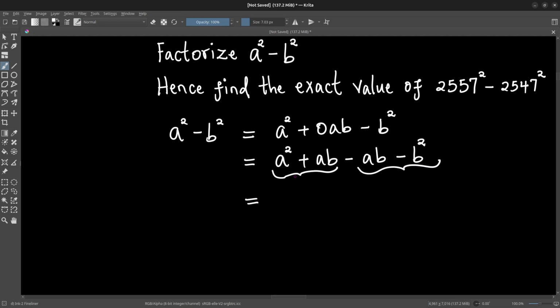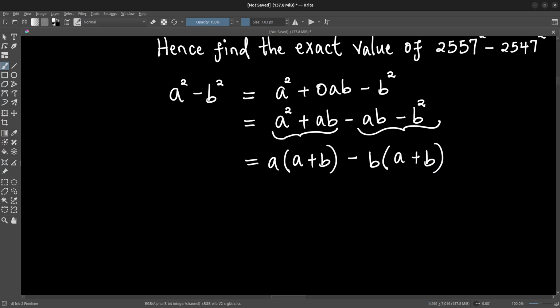So in the first pair, let's factor out the common factor, which is a. So when we factor out a, we remain with a plus b. And then for the second pair, let's factor out b since it's the common factor. So we factor out b and we'll remain with a, and then because we have this negative here, this other one is going to be plus b, right?